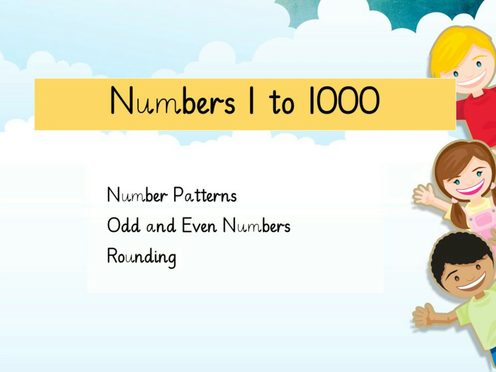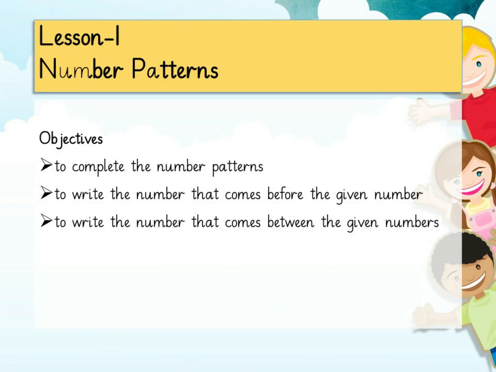Numbers 1 to 1000. Children, as you know, this is the first chapter of our mathematics textbook. Within this week, we will be doing 3 topics from this chapter: number patterns, odd and even numbers, rounding. This is the first lesson and the topic for this lesson is number patterns.